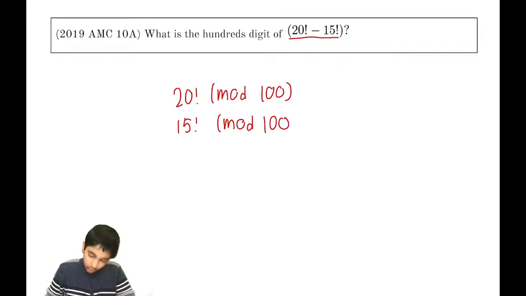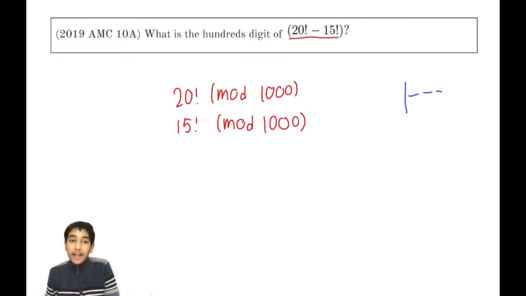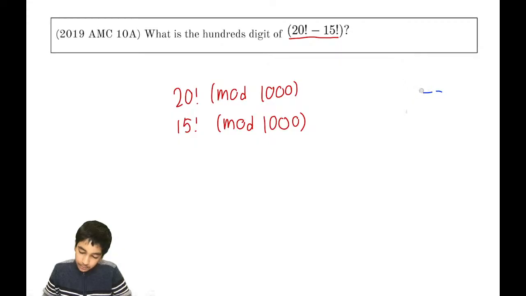So what is 20 factorial mod 100? Sorry, not 100, 1,000. The reason is that in order to find the hundreds digit of a number, we need to look at the last 3 digits of the number, since the last 3 digits consist of the hundreds, tens, and ones digit. So what is 20 factorial mod 1,000? And what is 15 factorial mod 1,000? And then we just subtract them.